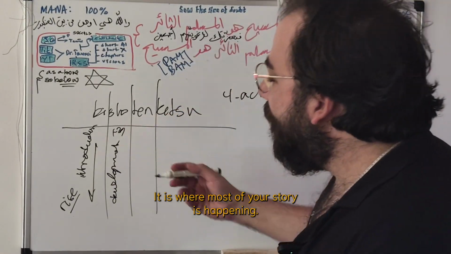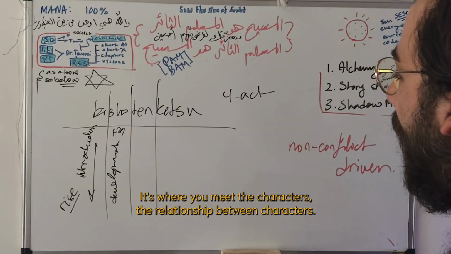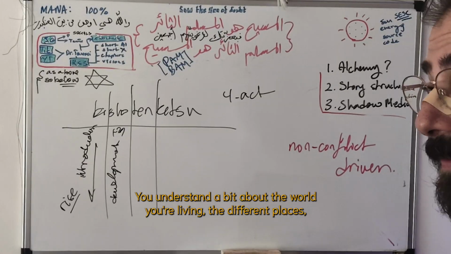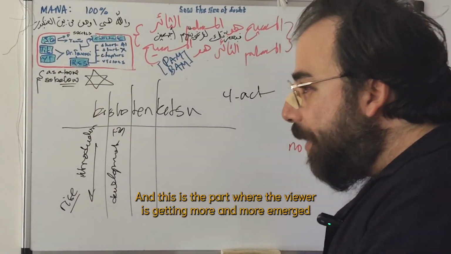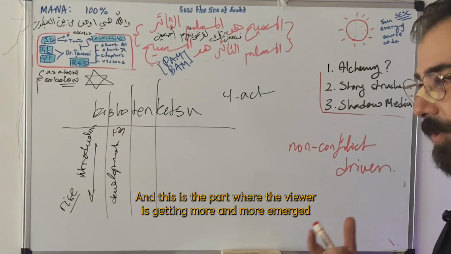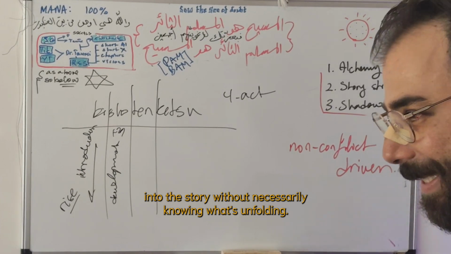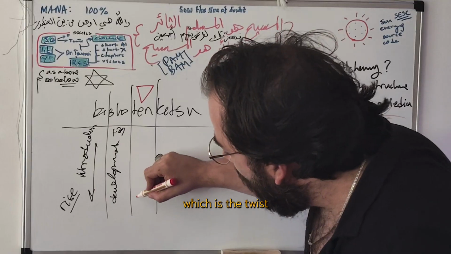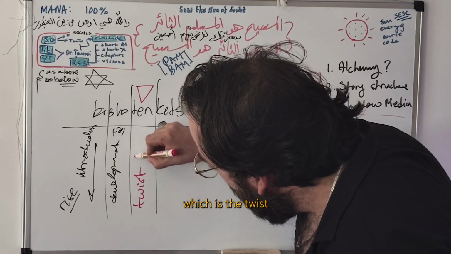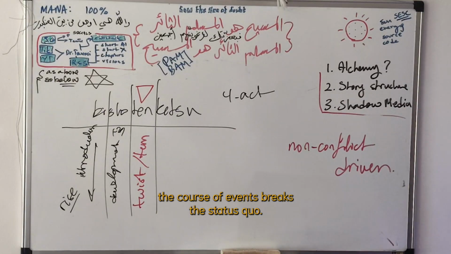It is where most of your story is happening, where you meet the characters, the relationships between characters, you understand a bit about the world you're living in, the different places, the different rules. And this is the part where the viewer is getting more and more immersed into the story without necessarily knowing what's unfolding exactly. And this is where the Ten comes, which is the twist or the turn. Something that dramatically shifts the course of events, breaks the status quo.